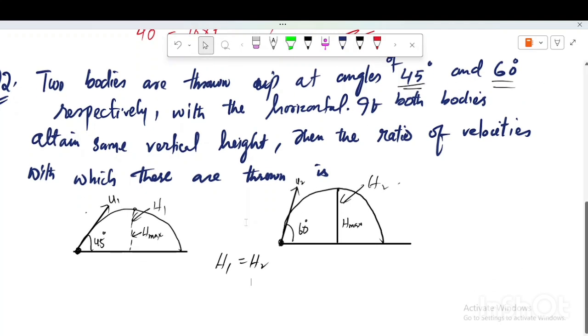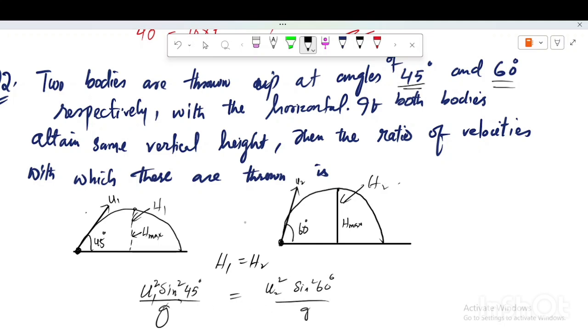So now you can simply calculate the values. You can use the height formula. Do you remember the maximum height formula? It is u square sine square theta by 2g. Exactly. So theta here is 45 degrees, so I can write u1 square sine square 45 degree divided by g equal to u2 square sine square 60 degree divided by g. g gets cancelled from both the sides.